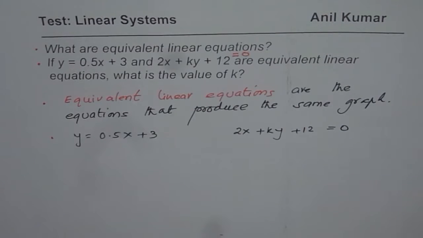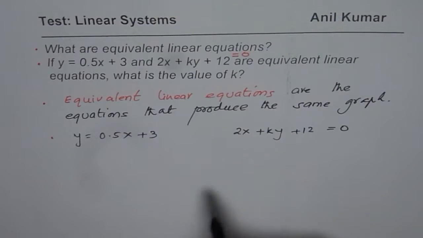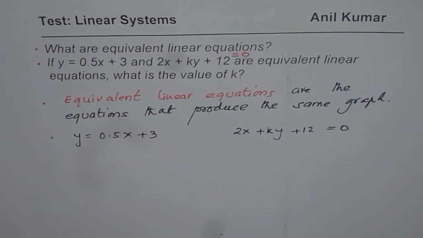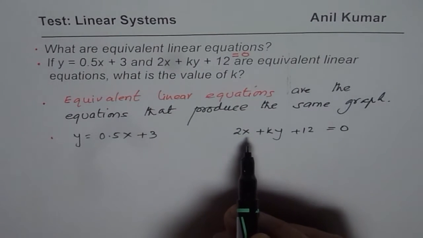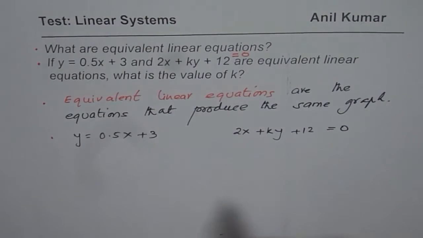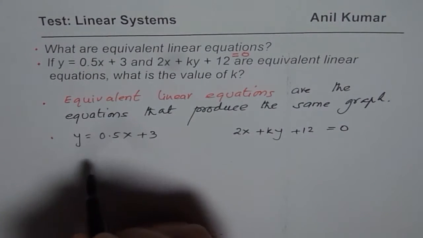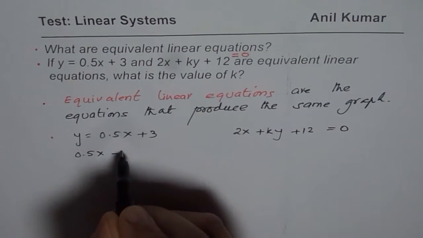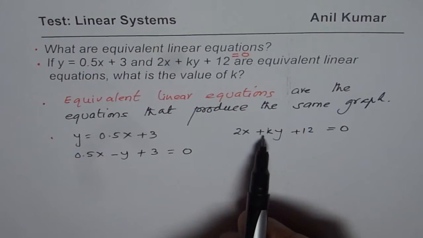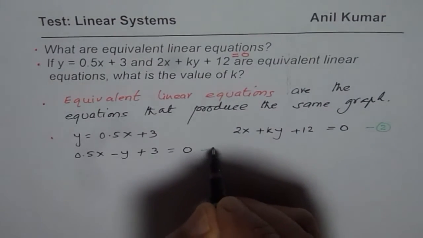The concept is that the two equations will produce exactly the same graph if they represent the same line. Okay, now when will two equations represent the same line? They can do so when we multiply one equation by a number and get the other. So that is the only way, right? So what we will do now is rearrange this in standard form. So we could get 0.5x minus y plus 3 equals 0. And the other equation is 2x plus ky plus 12. So we have two equations, equation 1 and 2.